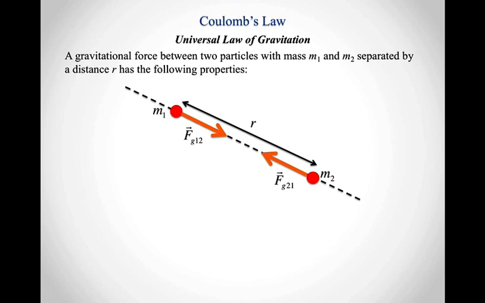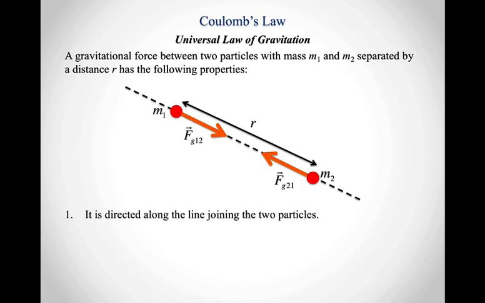So Coulomb's law describes the electric force due to the interaction between charges. But to set this up, we're going to go back and talk about the universal law of gravitation, which described the interaction, the gravitational attraction between particles due to mass. What the universal law of gravitation tells us is that the gravitational force between two particles with a mass of m1 and m2 that are separated by a distance r has the following properties.